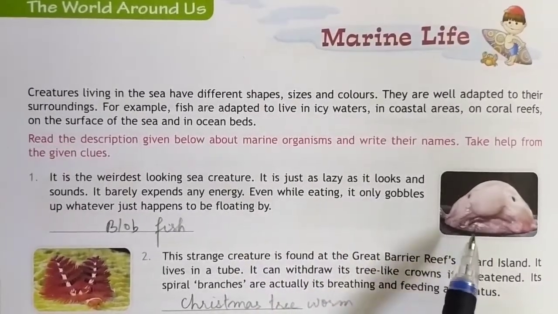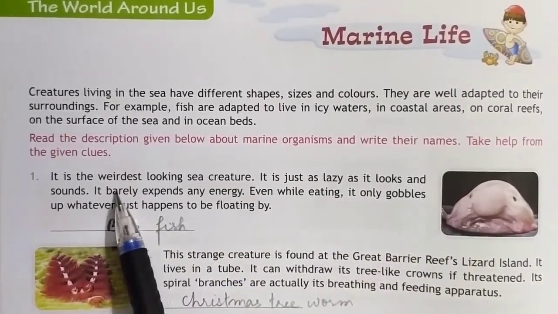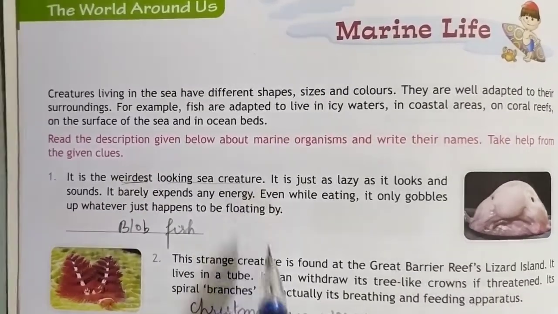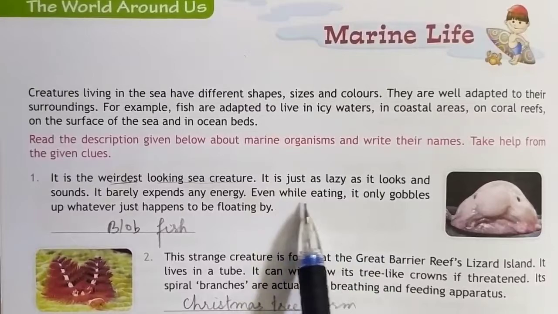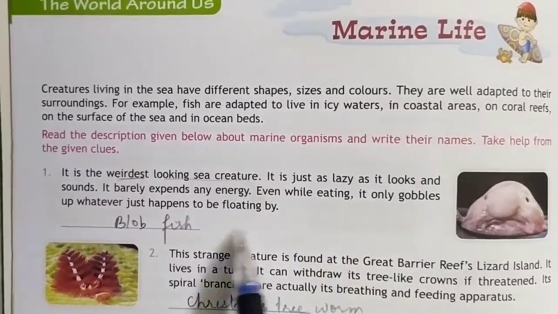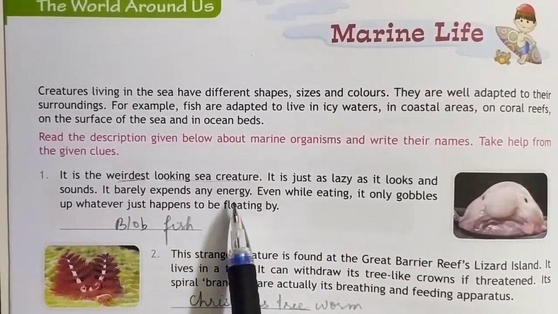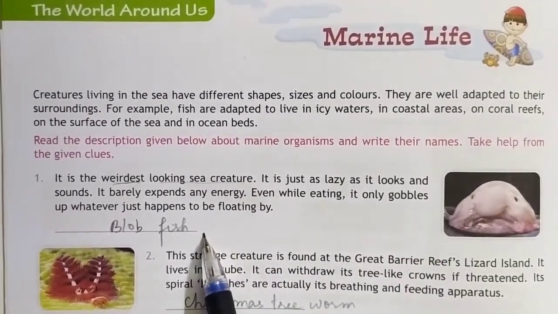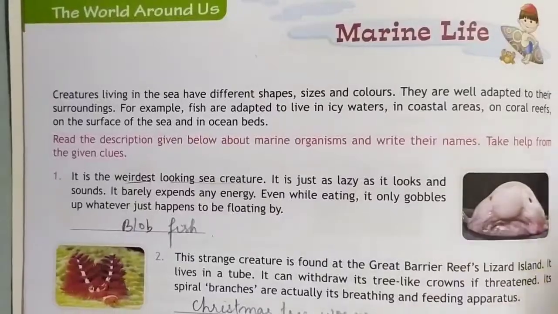So see the first picture. It is the weirdest looking sea creature, means not good looking, very weird and very lazy also, and even while eating it only gobbles and it barely spends its energy. So the name of this organism is blob fish. So you have to write down blob fish.